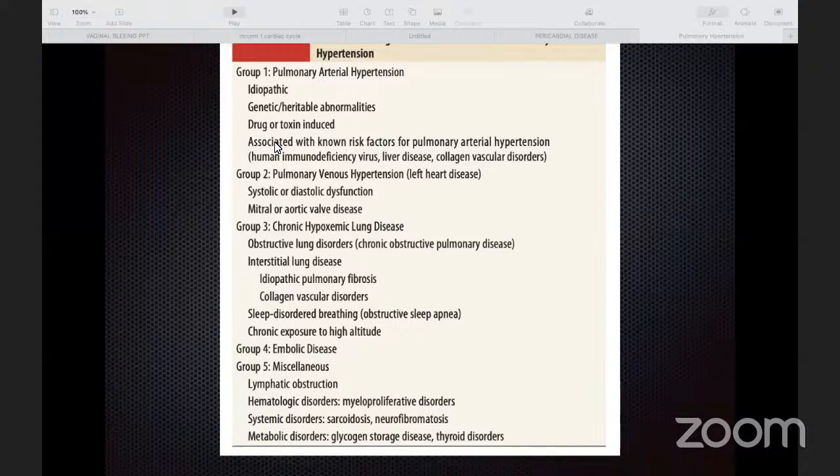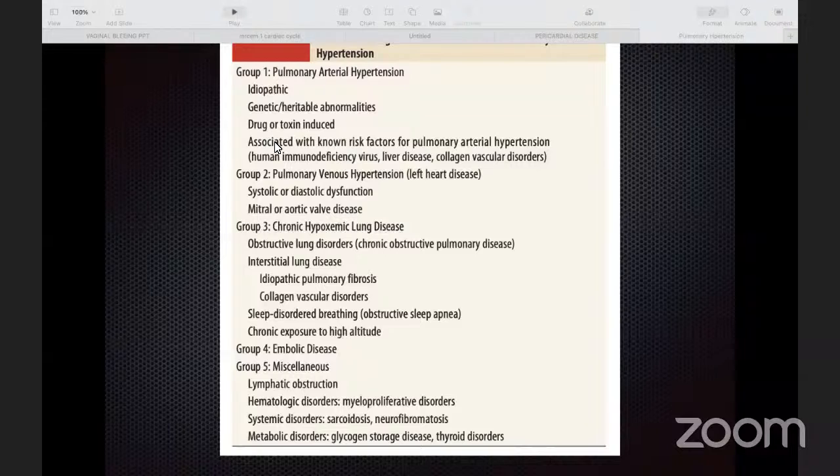Wedge pressure. So this is a classification of pulmonary hypertension into different groups by the WHO, and it's almost based on the causes for the pulmonary hypertension. Group 1, as we can see, is pulmonary arterial hypertension, and the causes could be idiopathic, genetic, drug or toxin induced, and associated with risk factors for pulmonary arterial hypertension, such as HIV and liver disease.